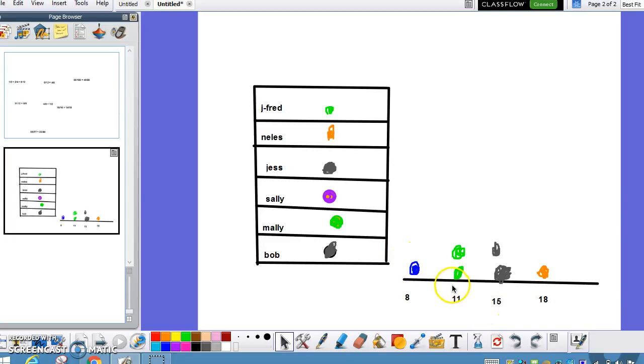For the 11-year-olds, there are Maddie and Jayfred. 15 is Bob and Jess. And the only person that is 18 is Nellis. So that's how you should be writing it, but with X's or colors.